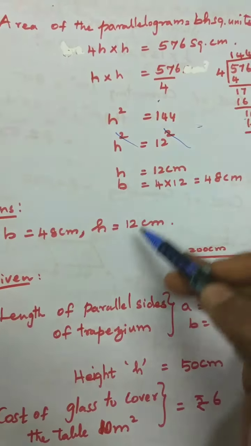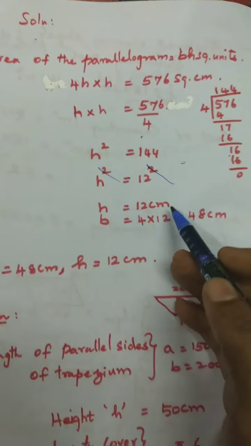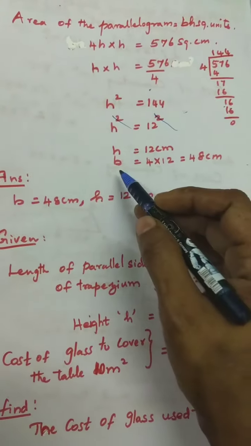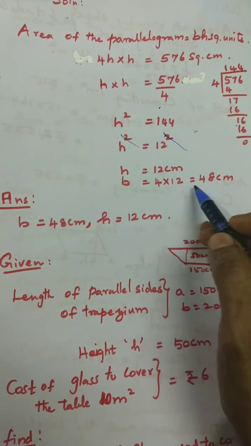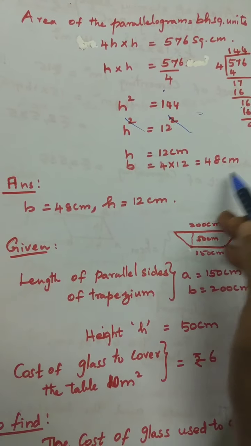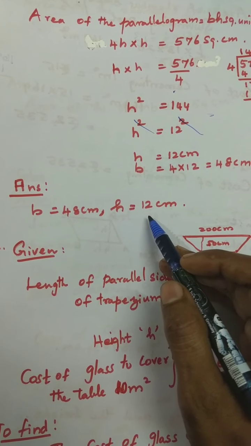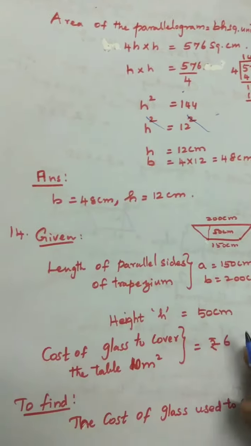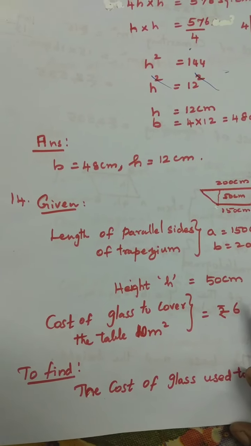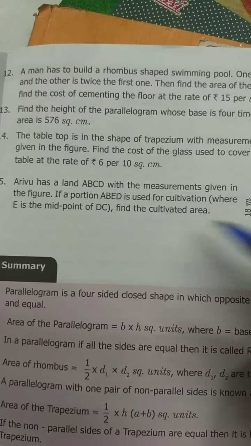Then square gets cancelled and h is equal to 12 centimeter. Then base is equal to 4 into 12, that is equal to 48 centimeter. And base is equal to 48 centimeter and h is equal to 12 centimeter. This is the answer. Then we shall move to the 14th sum.